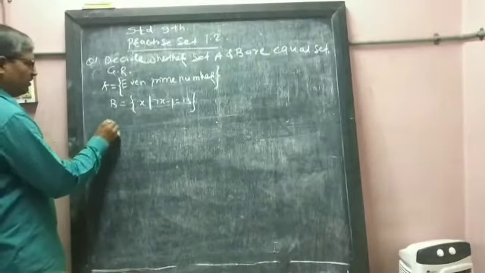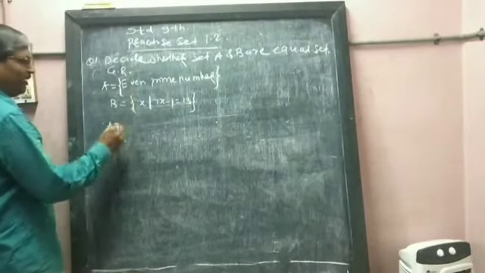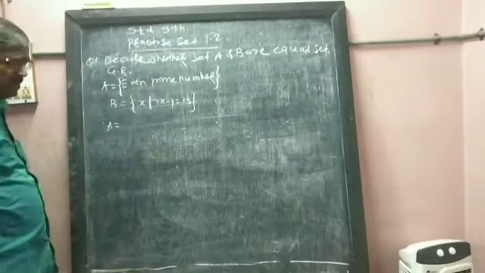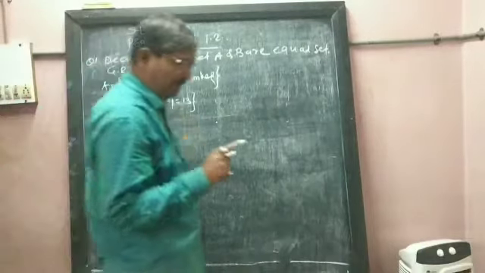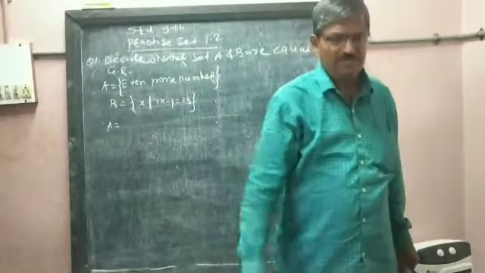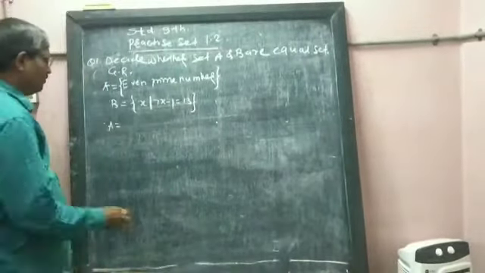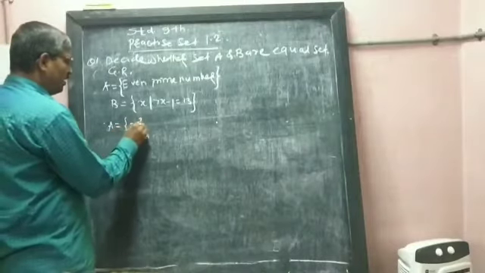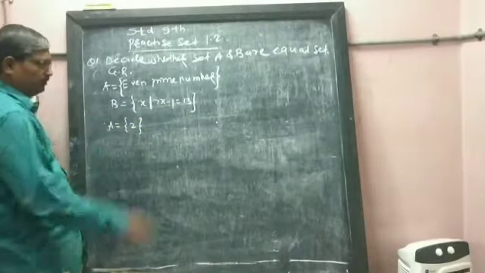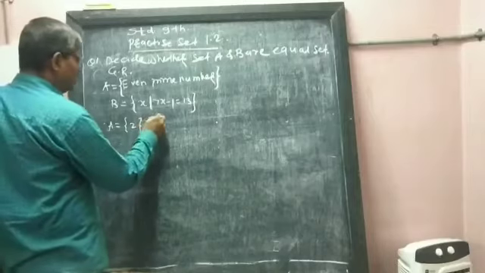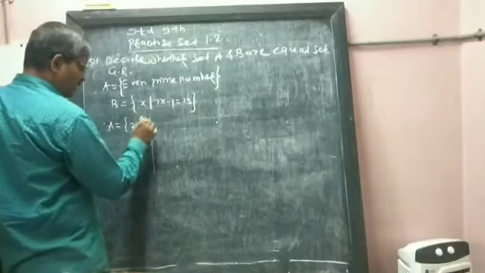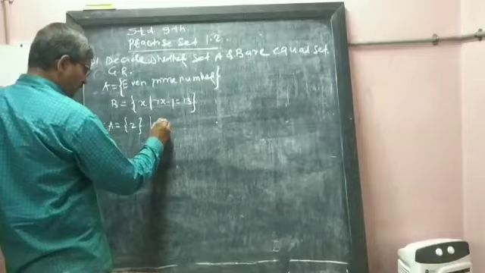Okay, let's start to write the elements. Even prime number, even means which is divisible by 2. So which number is even and prime? 2. Therefore what will come? Even prime number, A contains 2. Now here there is need to solve it. B, we should solve this B.